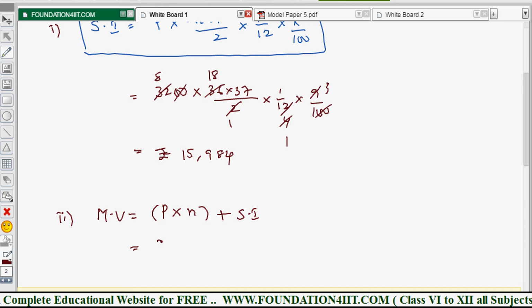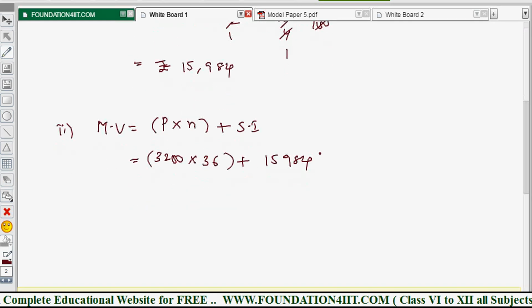So P is 3200 into 36 months. Just multiply these both, and the simple interest is 15,984. By multiplying these both and adding 15,984, you get 1,31,184 rupees. Right. So this is the maturity value. Now let us see the next question.